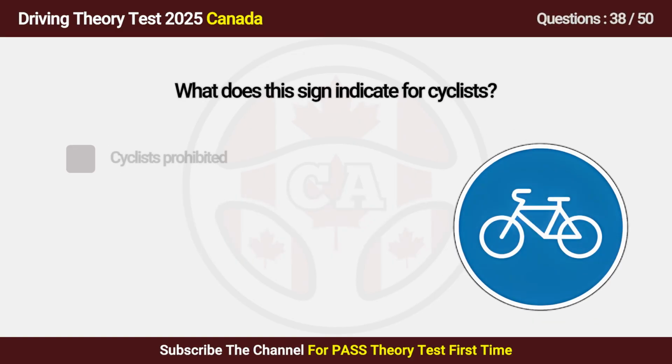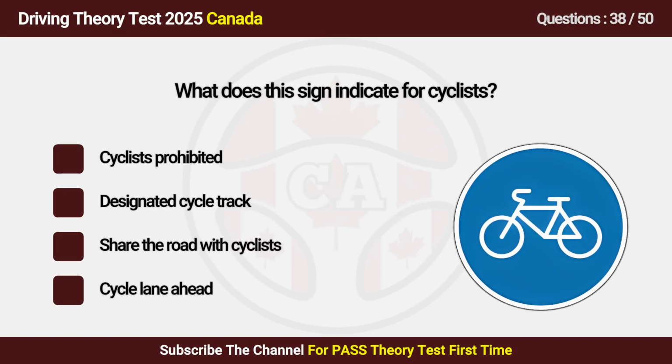Question 38. What does this sign indicate for cyclists? A. Cyclists prohibited. B. Cycle track. C. Share the road with cyclists. D. Cycle lane ahead.